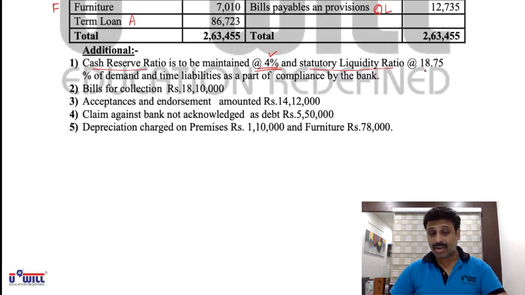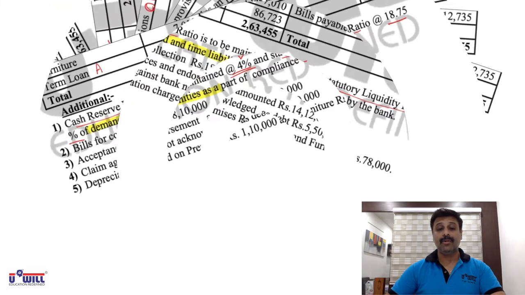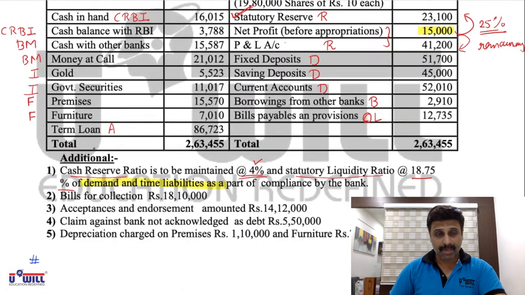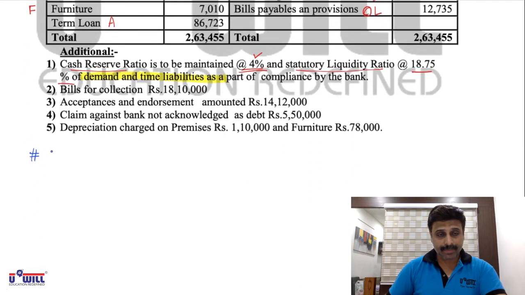Statutory liquidity ratio of 18.75% of demand and time liabilities as a part of compliance by the bank. Now we'll make workings related to this. So all of you in your notebook, give the heading question number 8 and make the workings for the same.